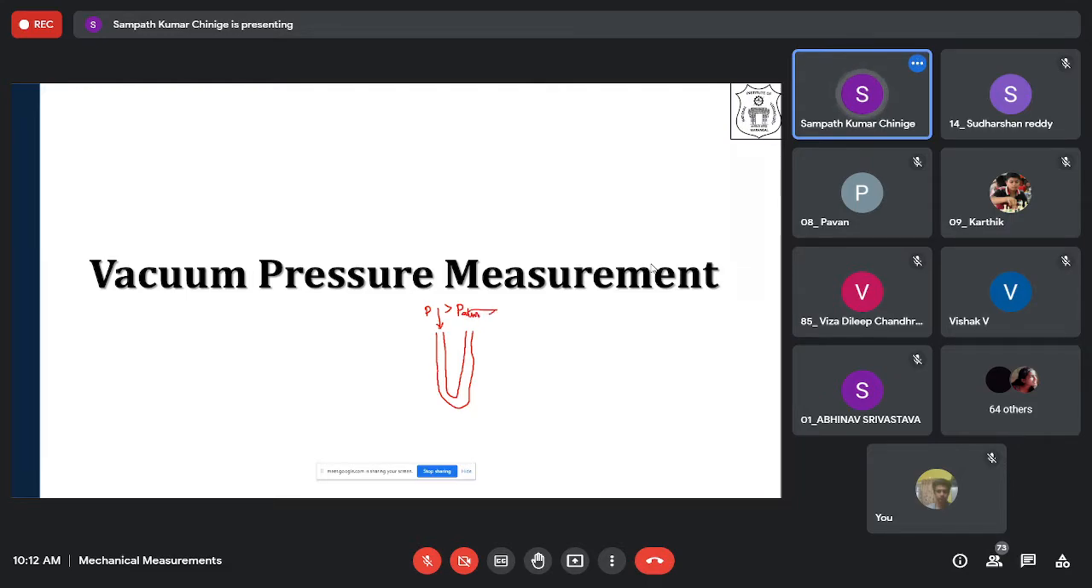The layer here will be down. So there is a pushing of this liquid in the left limb compared to the right limb when pressure is higher. For example, if it is a vacuum pressure, what happens? What is the estimation that we can get? Less than P atmosphere.